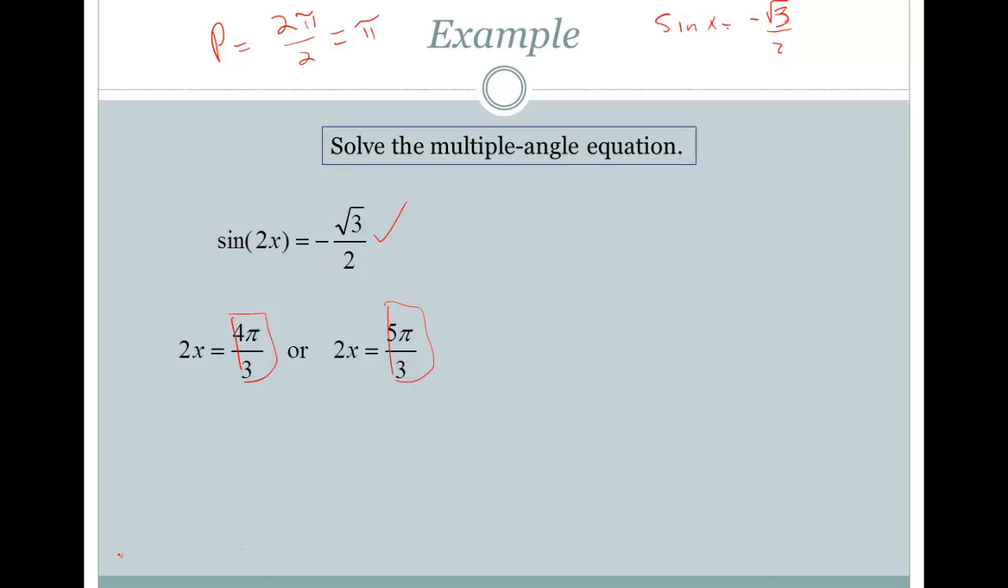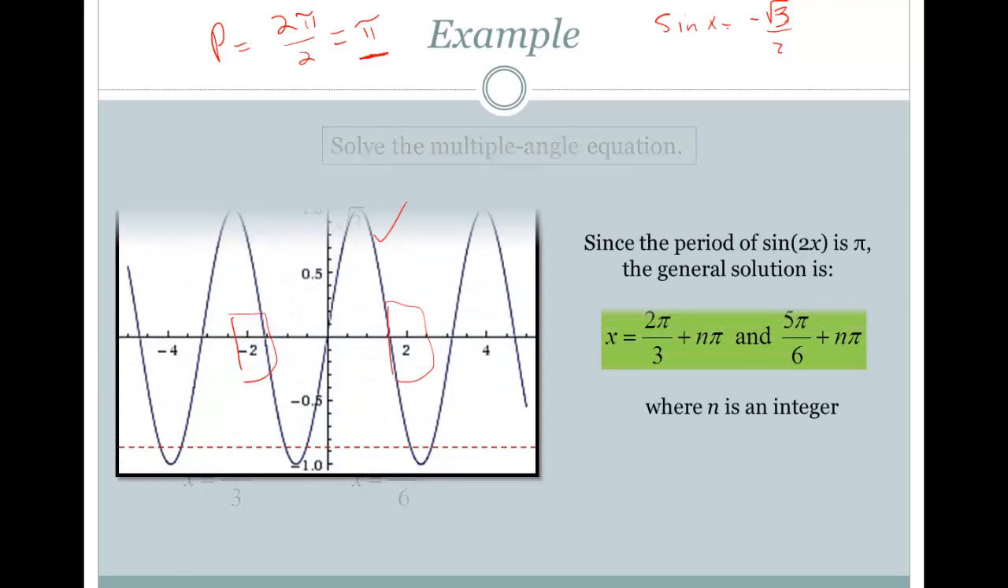And so now I can divide both sides by 2, and I can get x is equal to 2 pi over 3, or x is equal to 5 pi over 6. Okay? So those two are going to give me solutions to the above equation. But remember, sine is a periodic function. And so to find all the solutions, I have to add n pi. Not 2 pi anymore, just n pi, because the period of this function is simply pi now.